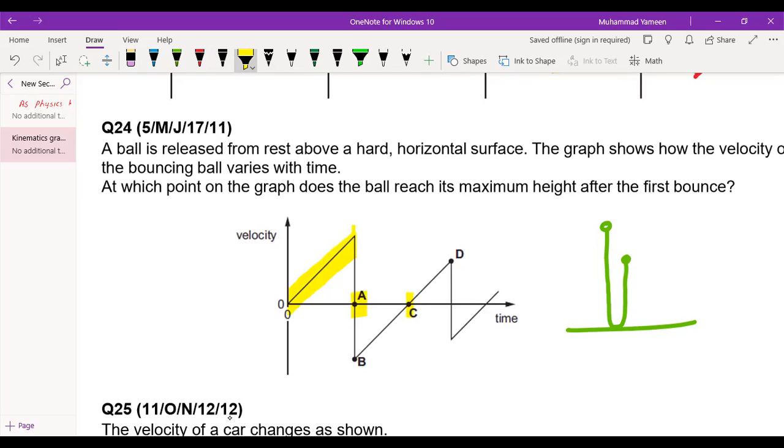Then its velocity changes from a positive value to a negative value. Because when it starts moving in the upward direction, the sign of velocity becomes negative and its velocity decreases and it becomes 0. So the object is at the top position at point C after the first bounce. If it is after the second bounce, then your answer would be this time. During this part, the object is moving down after the first bounce.